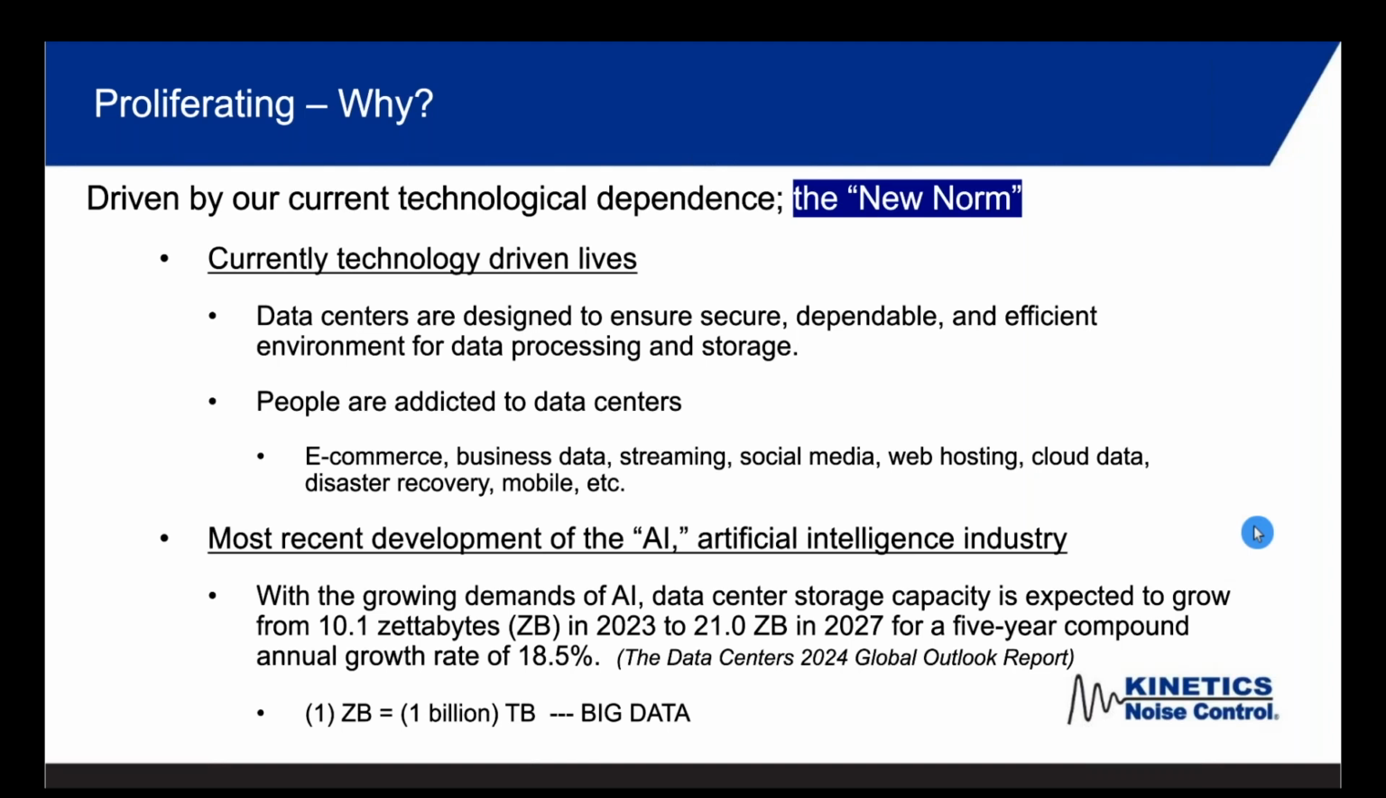Now, we've kind of been going along. Data centers have been developing at a fairly constant rate. But lately, with the development of the AI, artificial intelligence industry, we're looking at an exponential expansion of data centers all over the world. I looked at a note fresh out of the Data Centers 2024 Global Outlook report. It wasn't hard to find, because this is such a hot topic. It was really interesting that with the development of AI, data center storage capacity is expected to grow from 10.1 zettabytes in 2023 to more than 2 times that, at 21 zettabytes in 2027, for an average annual growth rate of 18.5%. Now, I can talk about terabytes, I can talk about gigabytes, I don't talk much about zettabytes. So I looked it up just for everybody's edification. One zettabyte equals 1 billion terabytes. So we're talking about 10.1 billion terabytes versus 21 billion terabytes. And I guess that's where the name big data comes from.